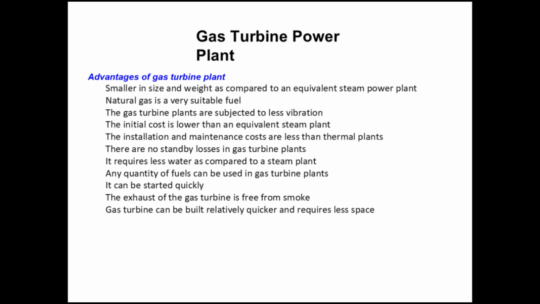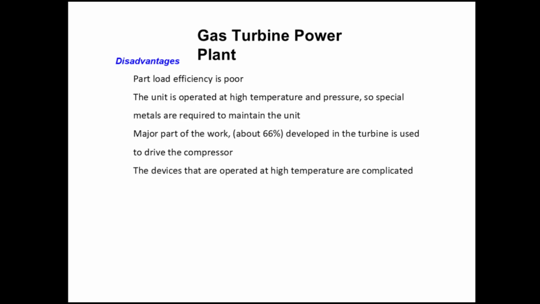It requires less water as compared to a steam plant. Any quantity of fuels can be used in gas turbine plants. It can be started quickly. The exhaust of the gas turbine is free from smoke. Gas turbine can be built relatively quicker and requires less space.